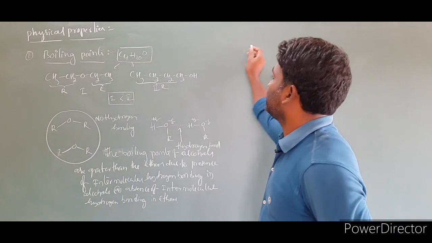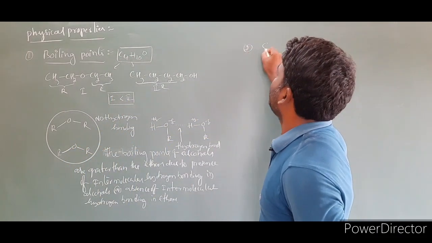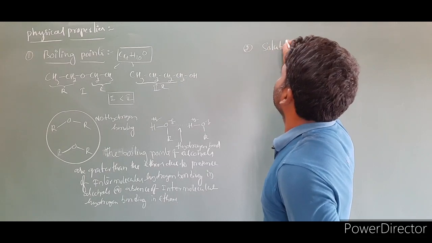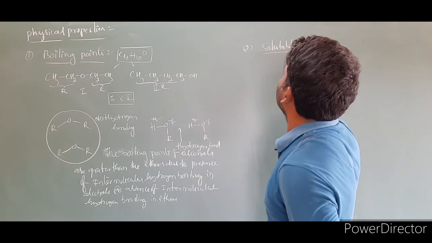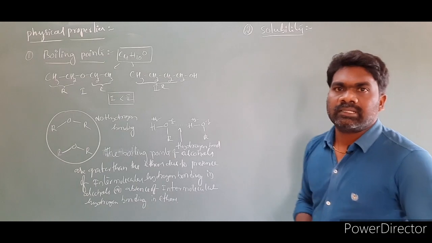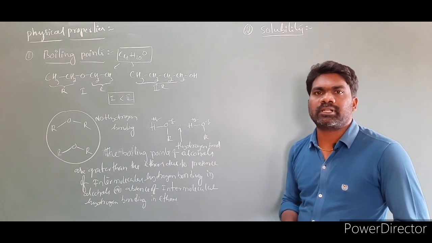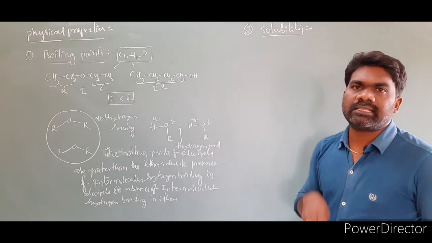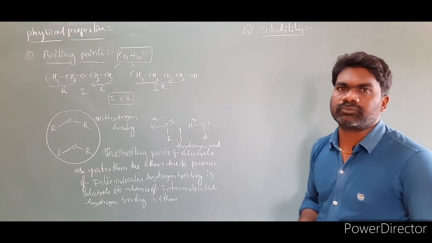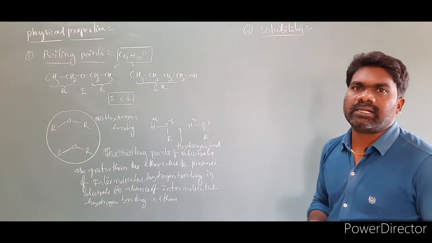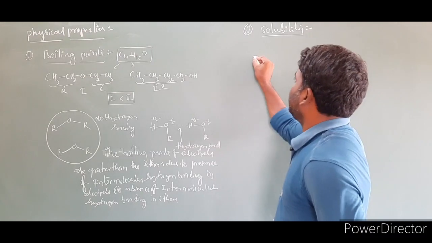Then the second one is solubility. Ethers are soluble in water due to formation of intermolecular hydrogen bonding between ether molecules and water molecules. What is the meaning of this statement? Let us understand by taking an example. I am taking ether.